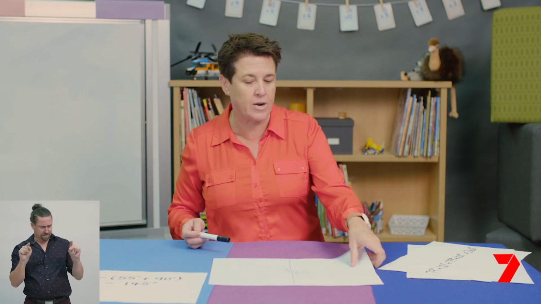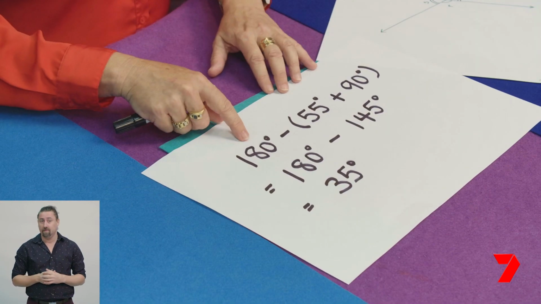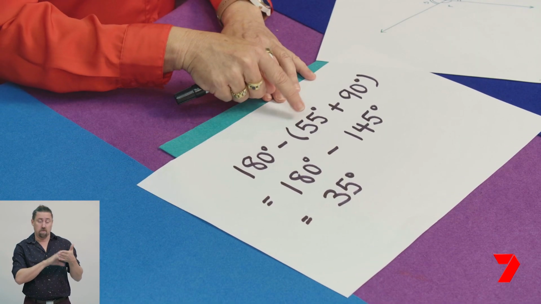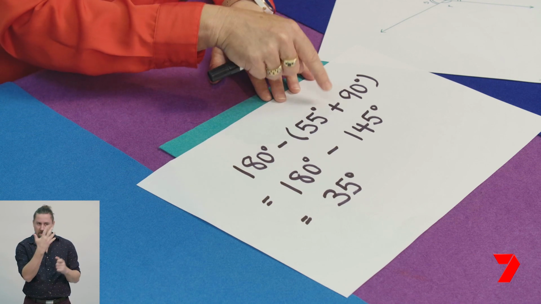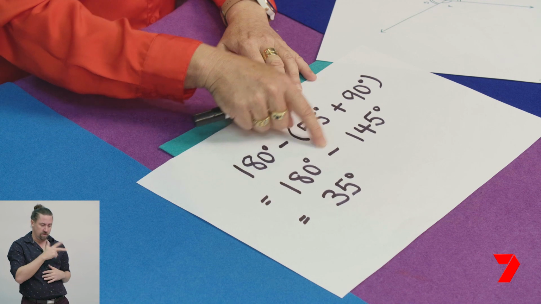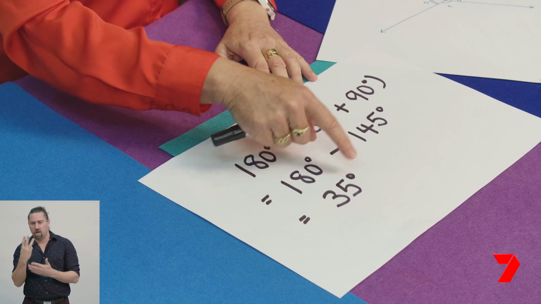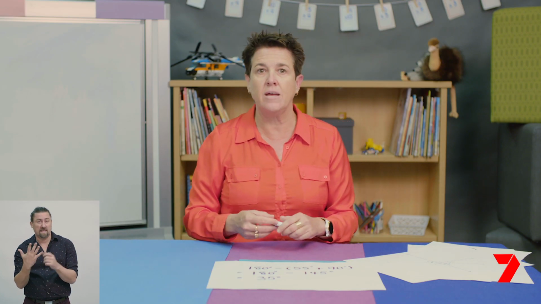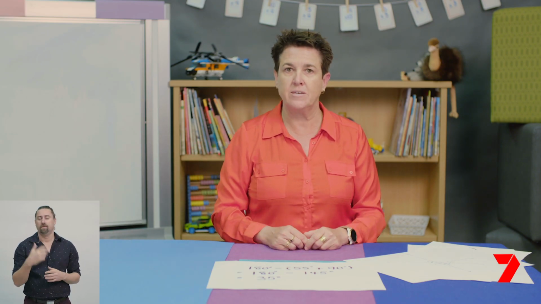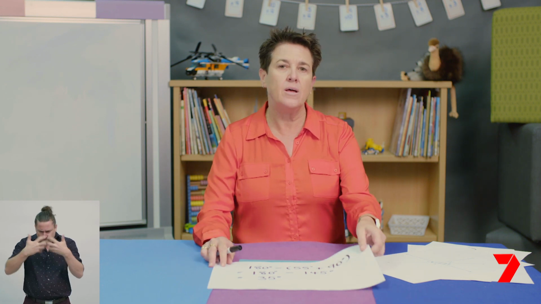Let's do a quick subtraction. We have 180 degrees, subtract, in brackets, our 55 degrees plus 90 degrees. So that is 180 degrees, subtract 145 degrees, which leaves us with 35 degrees. So angle T equals 35 degrees. Wow, that's some fantastic geometry calculations we've done.